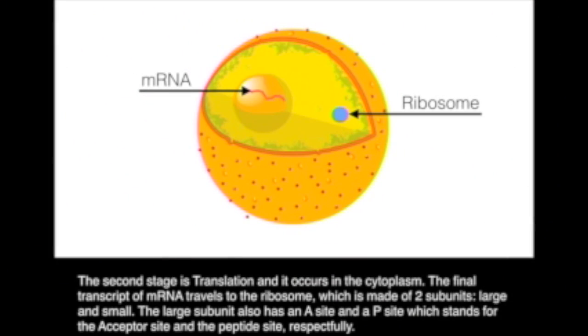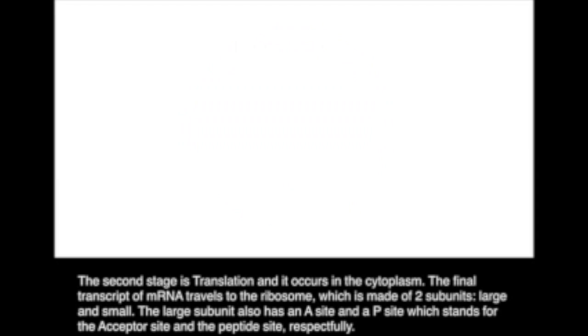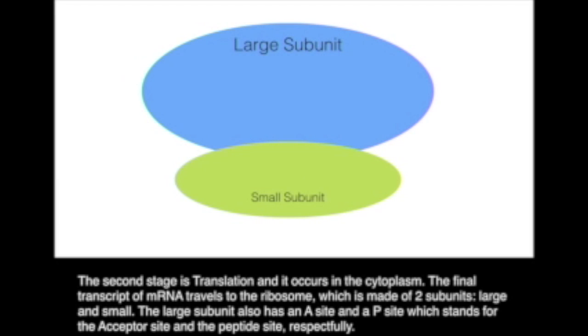The second stage is translation and occurs in the cytoplasm. The final transcript of mRNA travels to the ribosome, which is made of 2 subunits, large and small. The large subunit also has an A site and a P site, which stand for the acceptor site and the peptide site respectively.